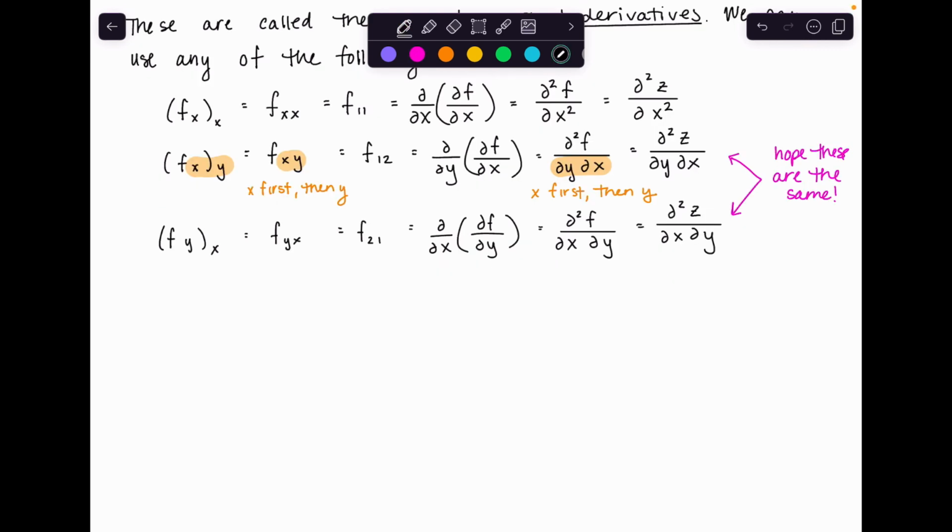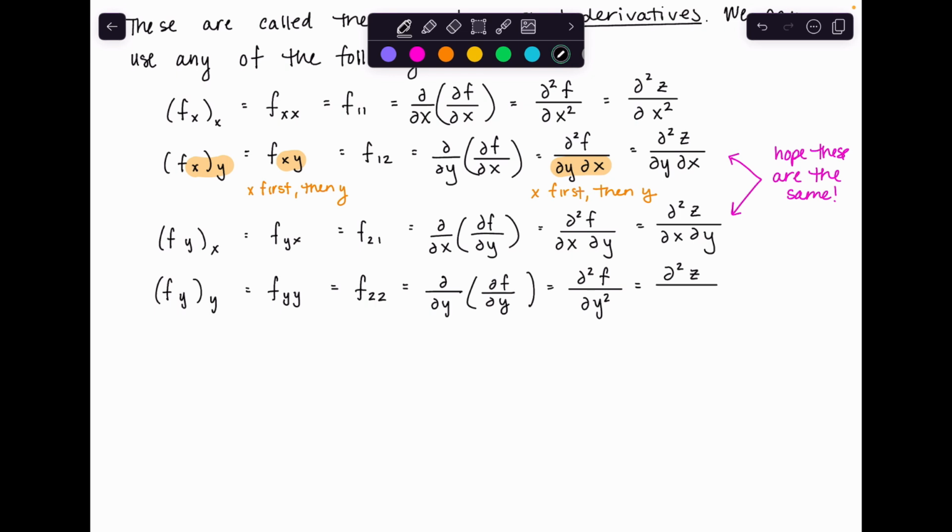And then for our last one, I can take the partial with respect to y twice. This one is nice because you don't have to worry about the order. It is the same variable. So we're taking the partial with respect to y of the partial of f with respect to y. So two partial derivatives, both of them with respect to y. And then you could change that to z because z is the same thing as y, or as f. Okay?